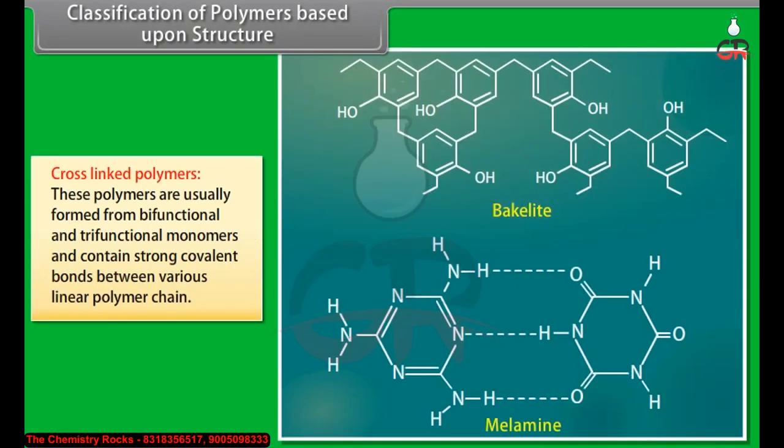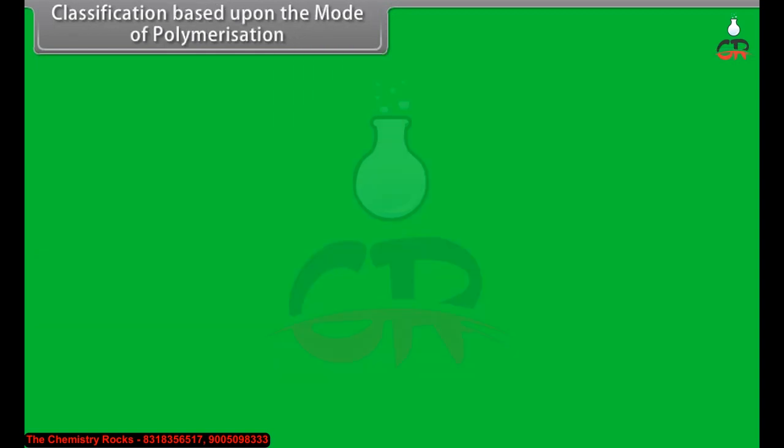Cross-linked polymers. These polymers are usually formed from bifunctional and trifunctional monomers and contain strong covalent bonds between various linear polymer chains. For example, bakelite and melamine. Classification based upon the mode of polymerization. Under this type of classification, there are two subcategories.